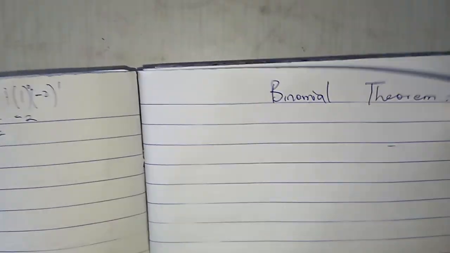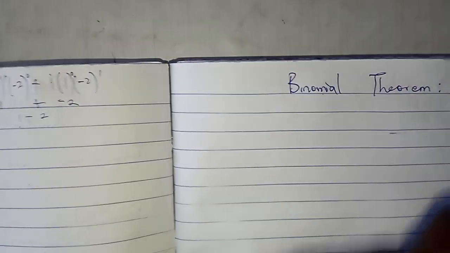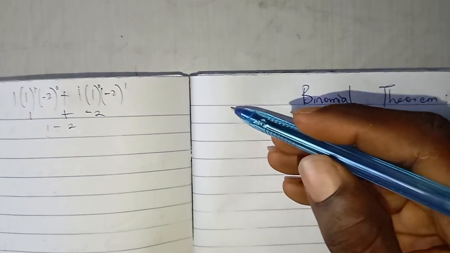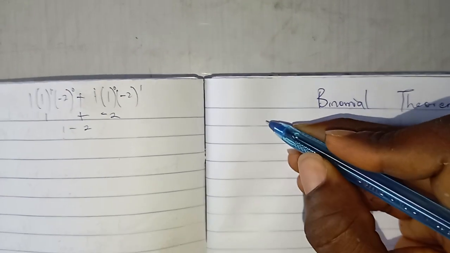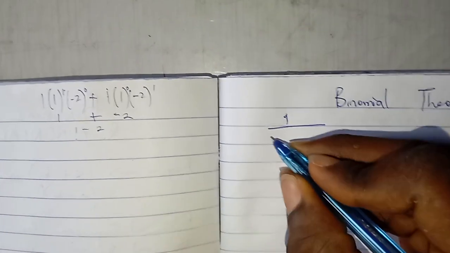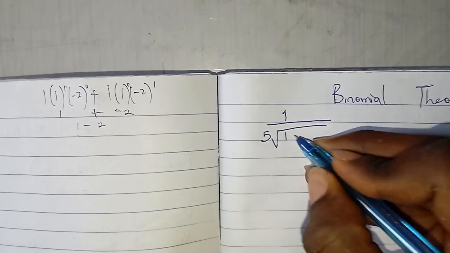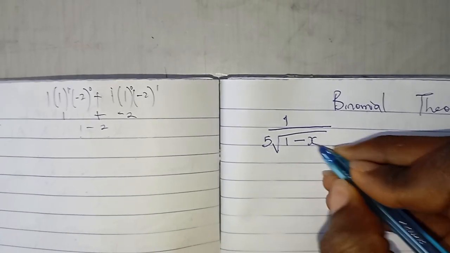Alright, let's go right here for binomial theorem. We use binomial theorem when Pascal's triangle can no longer help us, because Pascal's triangle can only work for positive powers. A situation where I have 1 all over the 5th root of 1 minus x.